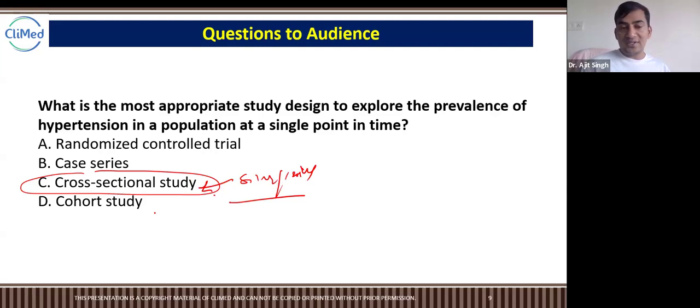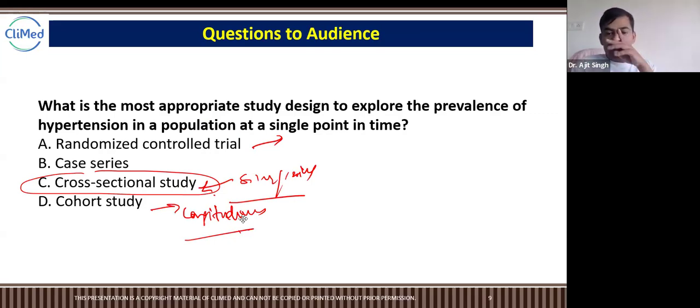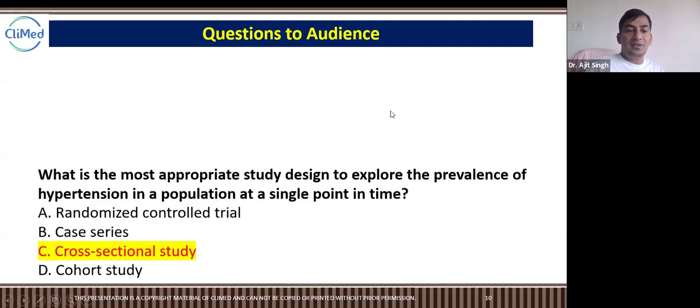Okay. Cohort are longitudinal studies, where we have to wait for years to get the result or to prove the hypothesis. Okay, and randomized control trials are also longitudinal interventional studies. So the correct answer is cross-sectional studies.